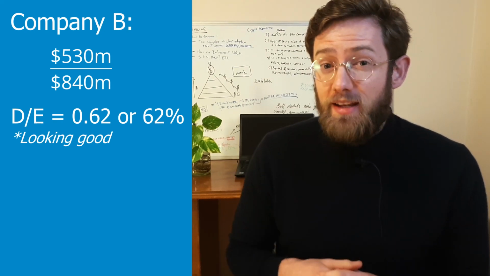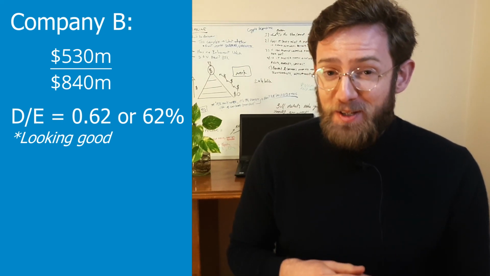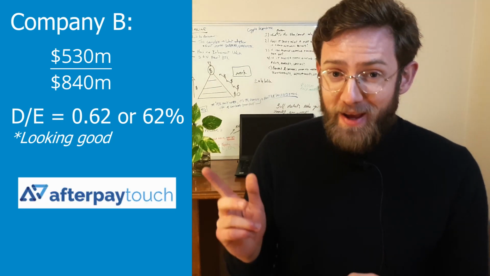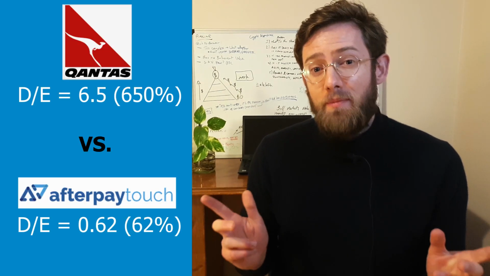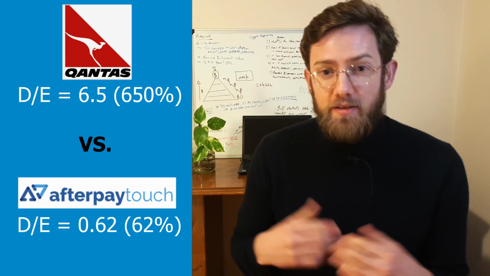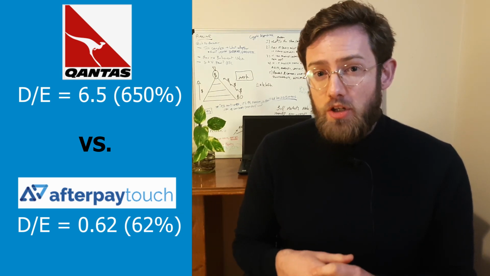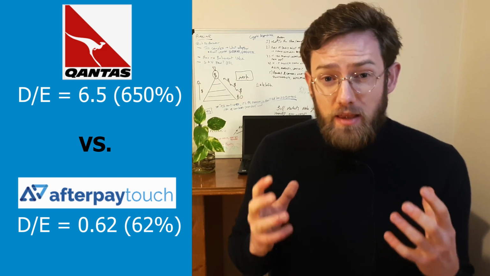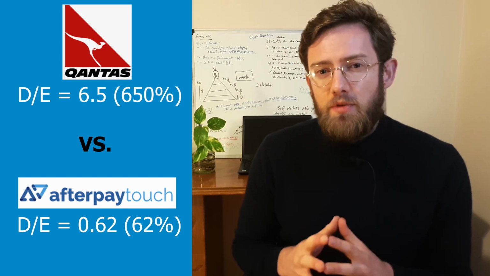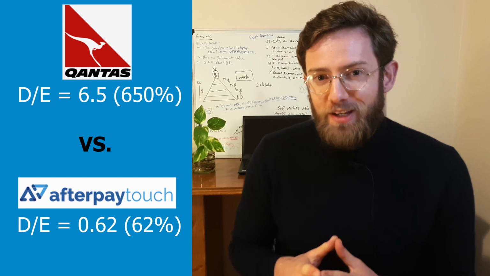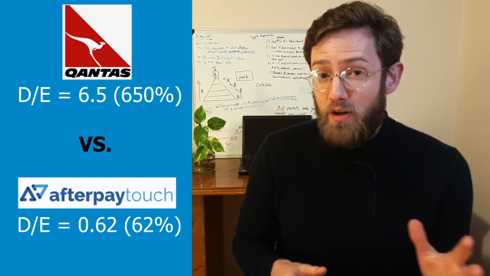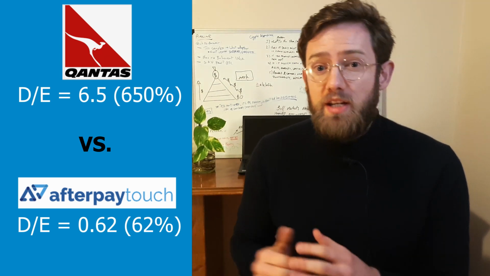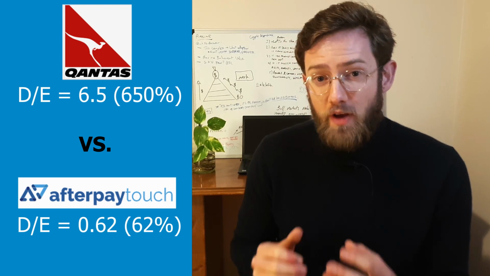Now this company is, I've said it a lot on this channel, Afterpay. These are both companies that I have held and sold. I sold off my Qantas position a couple of months ago that I bought in March. These two companies demonstrate the difference between a high debt to equity ratio in the case of Qantas and a low debt to equity ratio in the case of Afterpay.